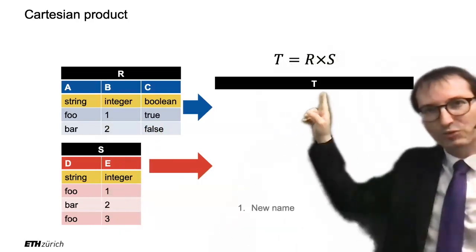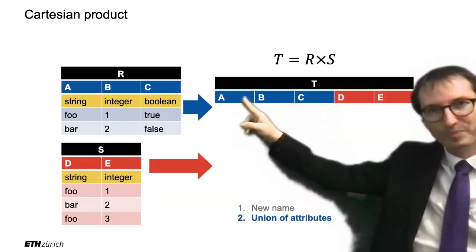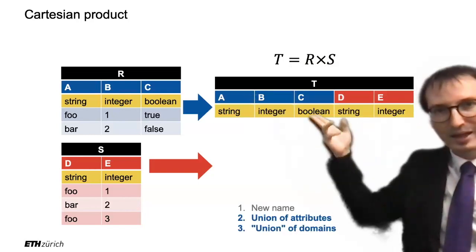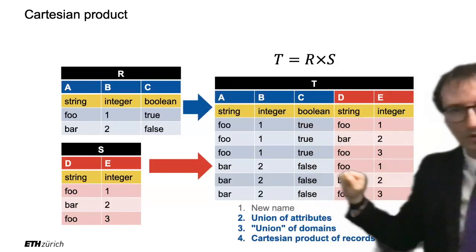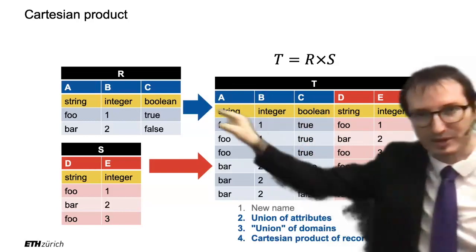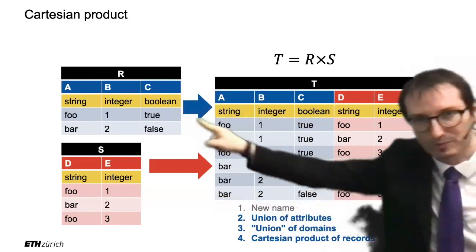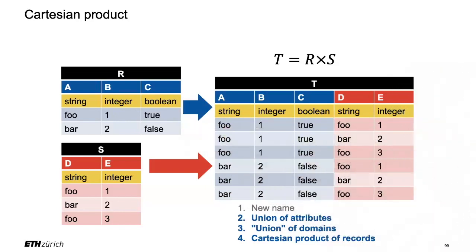So I'm basically going to get a new relation where I have A, B, C and D, E, and I'm going to have the domains that come from here. And I have all of the possible combinations. So these 3 combinations take from this one, these 3 take from that one, but I combine them in all possible ways.